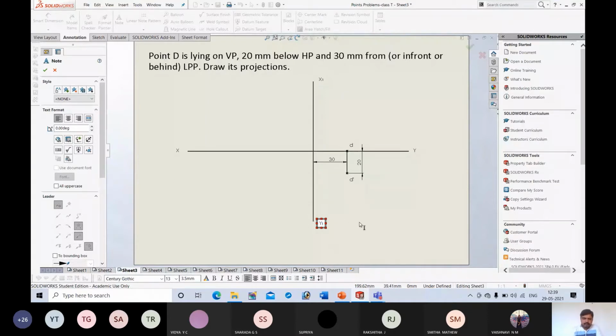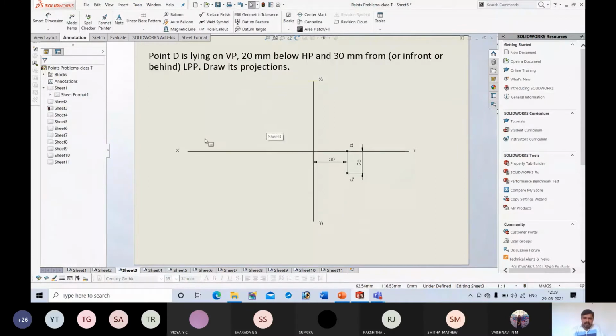Next, I should try to get the profile view. I am going to get profile view on the projector of front view. If I draw a horizontal line, on this horizontal line only I should get the profile view. But for top view, I should rotate top view for 90 degree. For that, usually I draw a 45-degree line, below or above, depending on the quadrant in which the point lies.